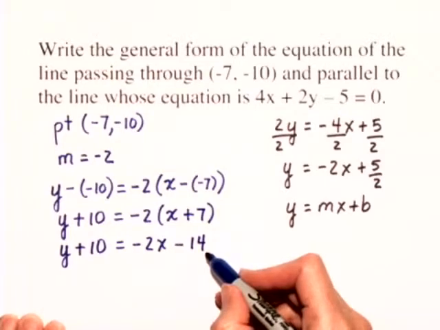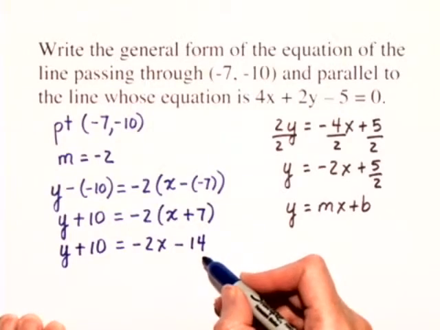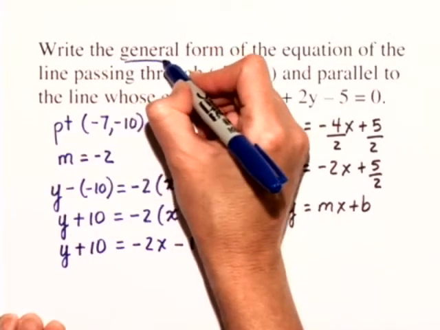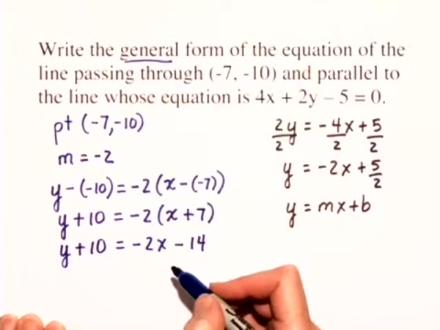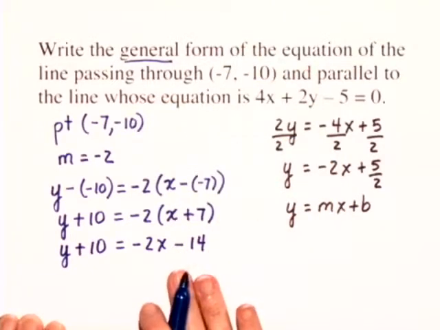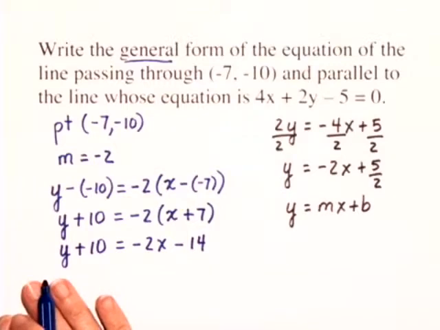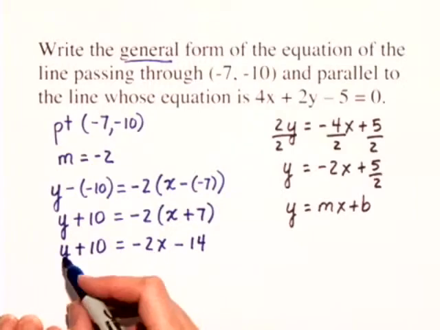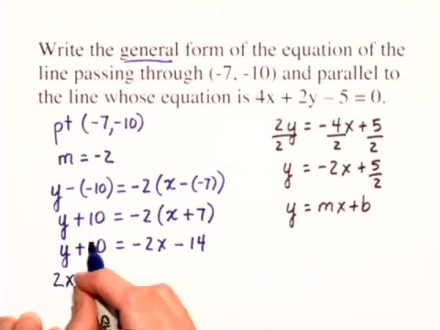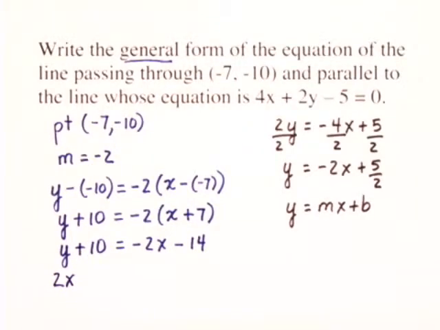Now let's keep in mind what the instructions were. We want the general form of a linear equation. So the general form means we simply put all the terms on one side and set it equal to 0. So I'm going to move all the terms to the left-hand side. This -2x will become positive 2x over on the left-hand side.